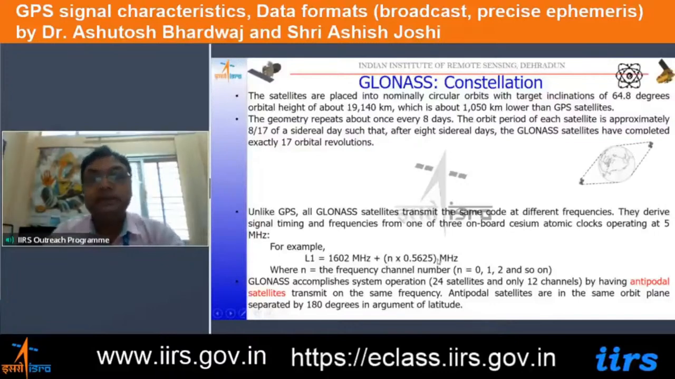So there were 24 frequencies which were used for the 24 satellite constellation in GLONASS, but then radio frequency interference was noted in them, and because of that, later on, instead of 24 frequencies, it was decided that the satellites in antipodal position, which are on the opposite side of the Earth, will use the same frequency. So from 24 frequencies, they started using only 12 frequencies so that they can contain the RFI effect of the signals. So the signals do not get affected by that.